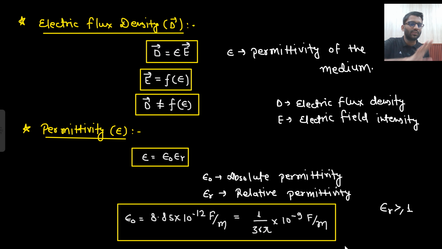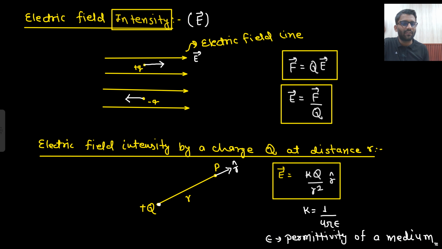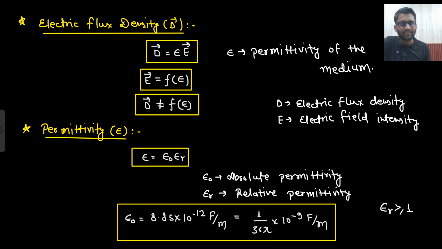As of now, you just need to remember a few things. If I say electric field intensity, that means I am talking about E. If I say electric flux density, that means I am talking about D, and D is equal to epsilon E. Epsilon is equal to epsilon naught epsilon r. Epsilon naught is absolute permittivity, epsilon r is relative permittivity, and the value of epsilon naught is 8.85 times 10 to the power minus 12 farad per meter. So this is the summary of everything that we have studied till now, and this is what you need to remember.